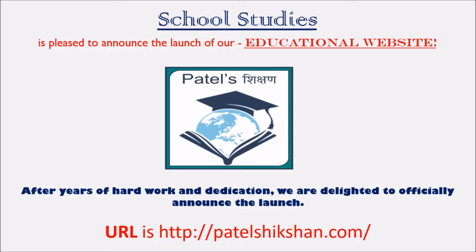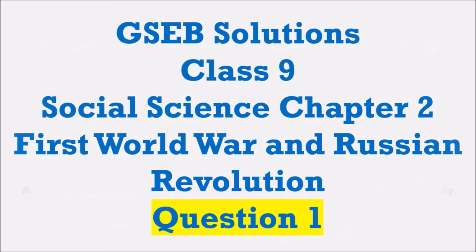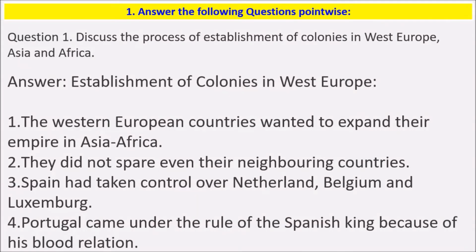So today we will see a video related to GSEB solution class 9 social science chapter 2, First World War and Russian Revolution, question 1. So let's solve question 1 of your textbook. The first question is: discuss the process of establishment of colonies in West Europe, Asia and Africa.